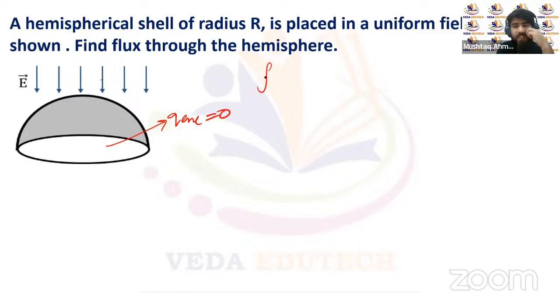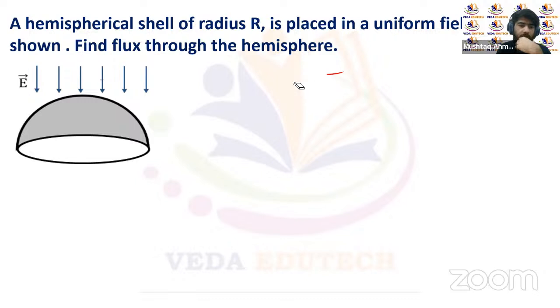So the Gauss law says that if the charge enclosed is equal to zero, then the total flux through the surface has to be equal to zero because the total charge enclosed is zero. If the total charge enclosed is zero, the total flux will be zero here. It will be zero flux.